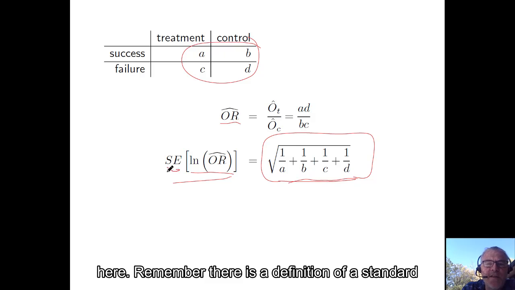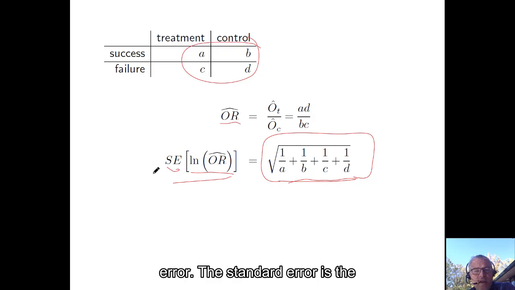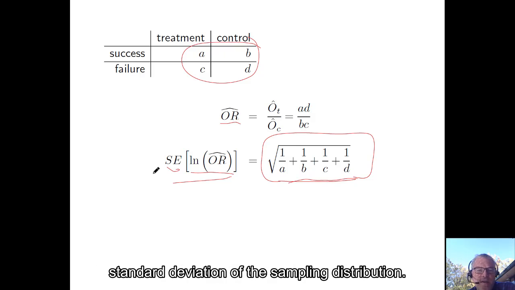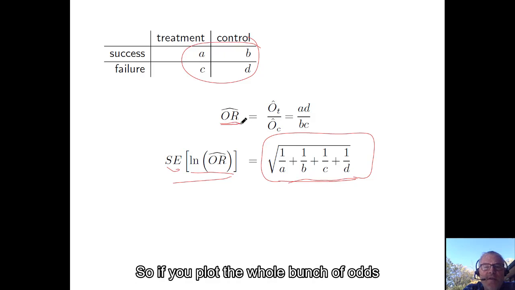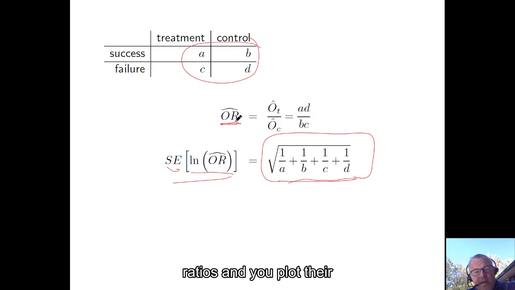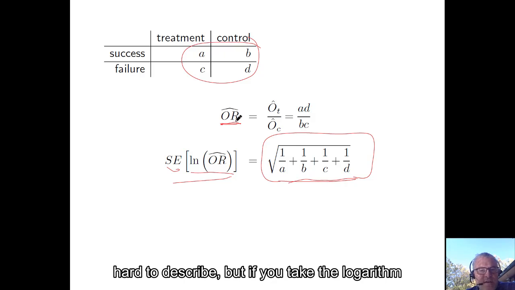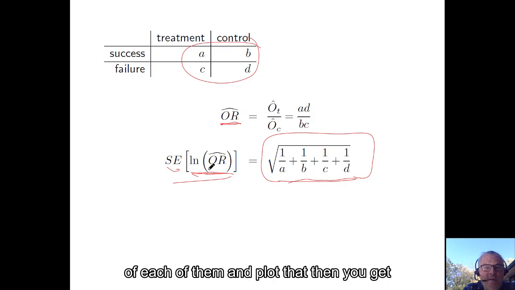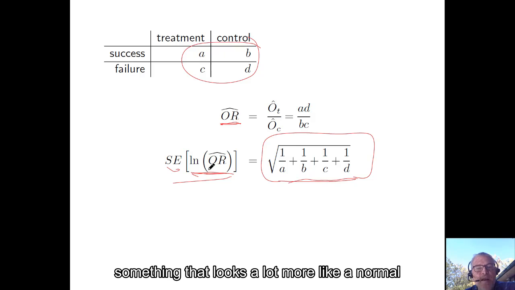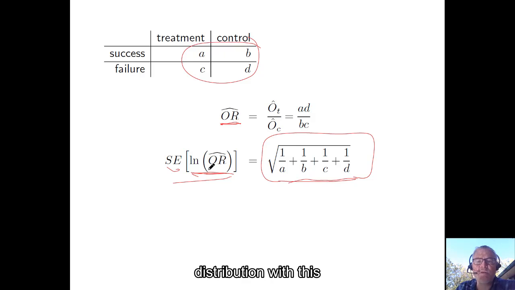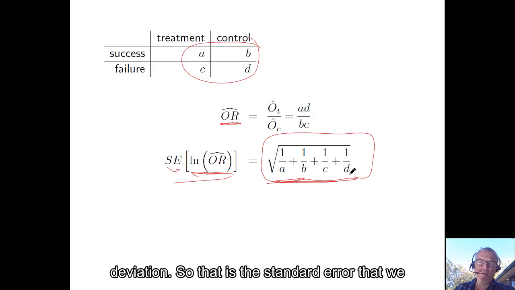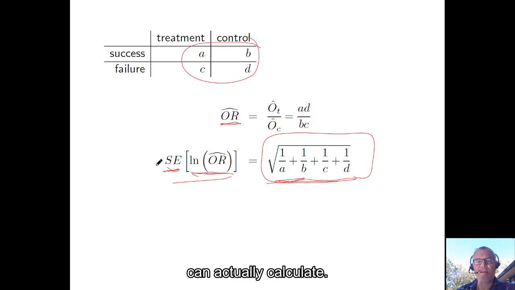Remember, there is a definition of a standard error. The standard error is the standard deviation of the sampling distribution. So if you plot a whole bunch of odds ratios from repeated studies, it's kind of hard to describe, but if you take the logarithm of each of them and plot that, then you get something that looks a lot more like a normal distribution with this particular standard deviation. So that is the standard error that we can actually calculate.